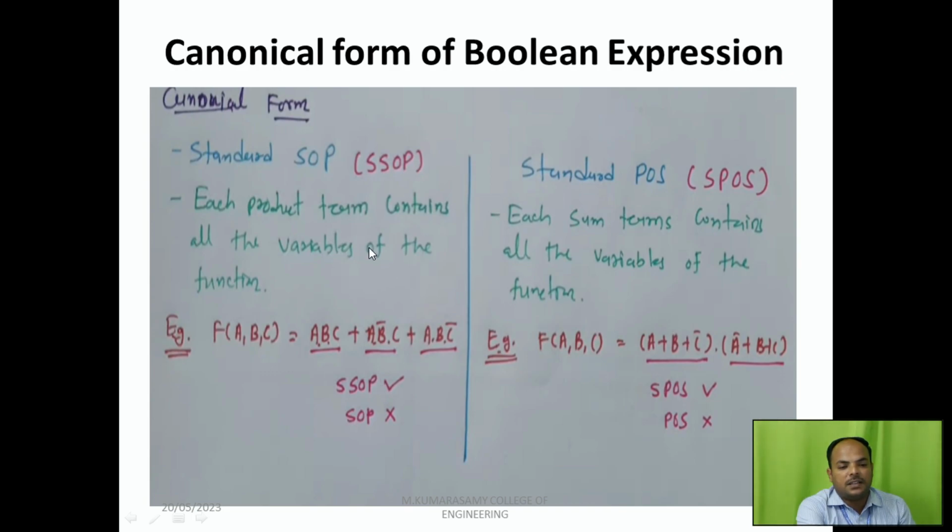Just like SSOP, in SPOS each sum term contains all the literals or variables of the function. The example here is also a function of A, B, C with 3 literals. The expression is (A plus B plus C') into (A' plus B plus C). So there are 2 terms, and both terms consist of all the literals. So it is named standard form of product of sum, or canonical product of sum form. These are the 2 major differences between canonical form and your normal SOP.